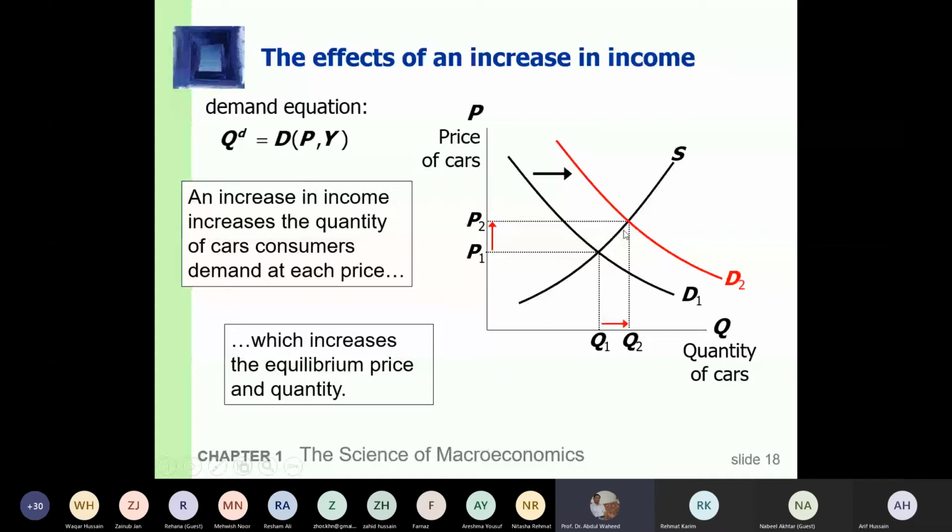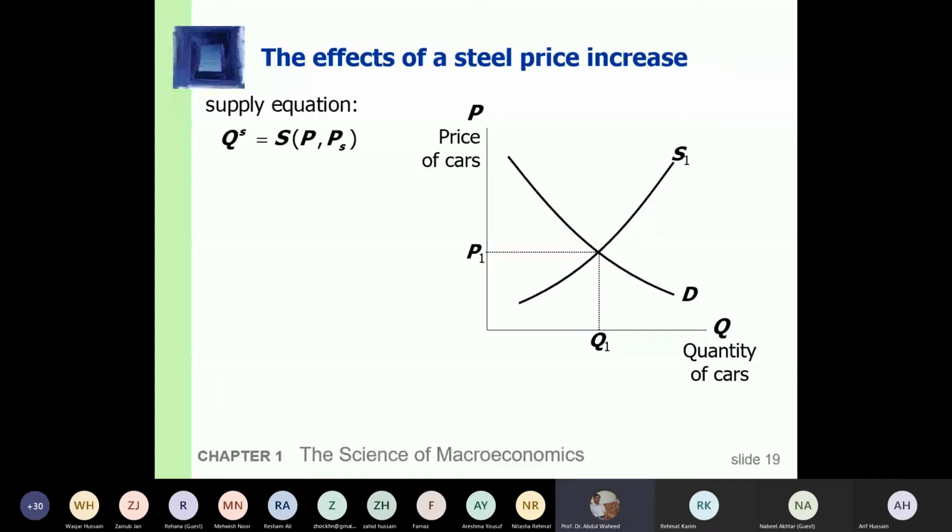Now, what will happen if there is an increase in the price of steel? What will happen? Will the demand curve shift to the right or left? The demand curve will not shift in this case, because quantity demanded is not a function of the price of steel. Though the supply curve will shift leftward.